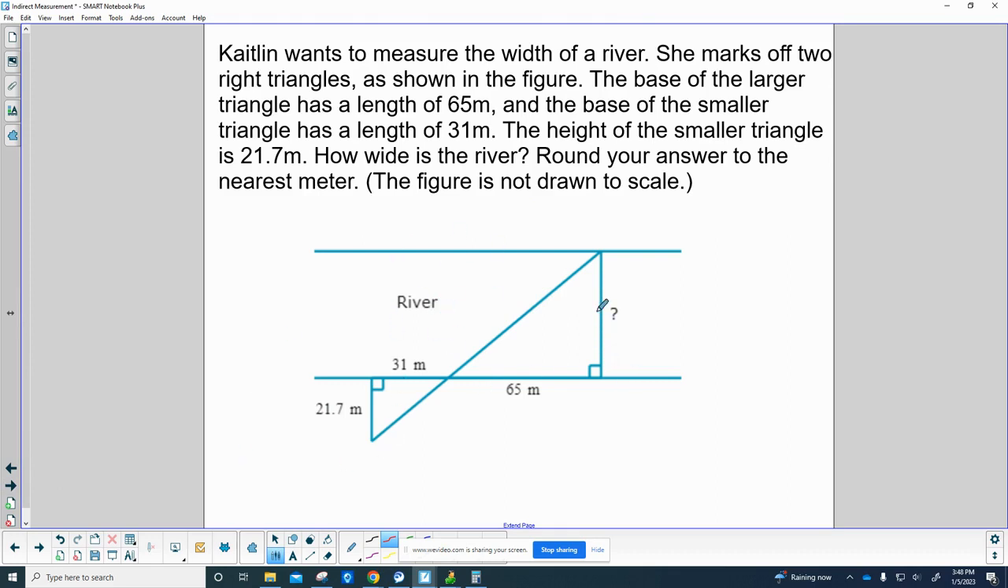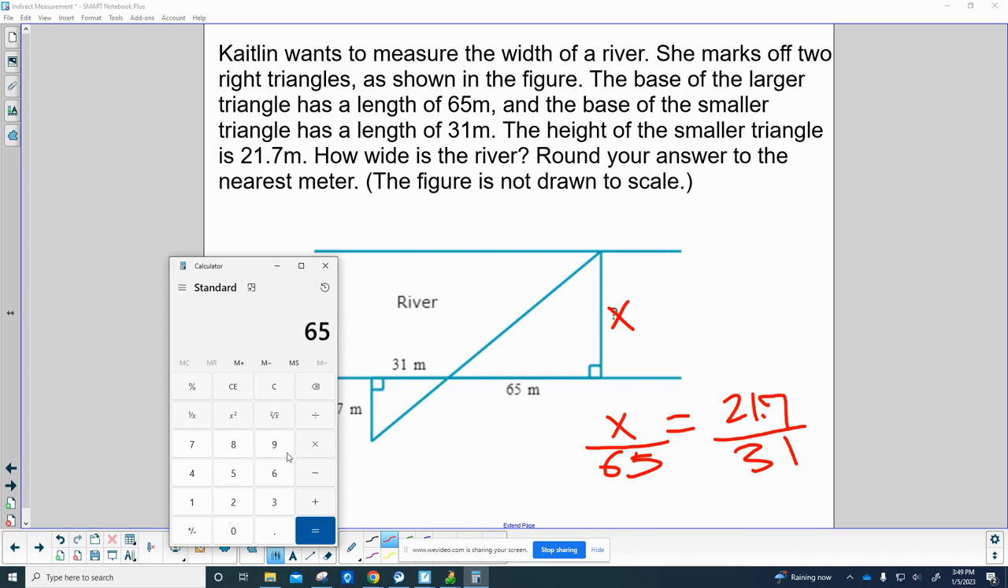Let's say we've got a river here. We want to know how wide it is. Okay, so we step out a triangle on this side, a little length of 31 meters and a length here of 21.7 meters. Then we come down to the riverbank and we step along a distance of 65 meters, and then we're trying to find this length right here. So this length corresponds to 21.7. So x corresponds to 21.7. And then the number that goes with x is 65. So we're setting them side by side. So this is going to be 65 over 31.